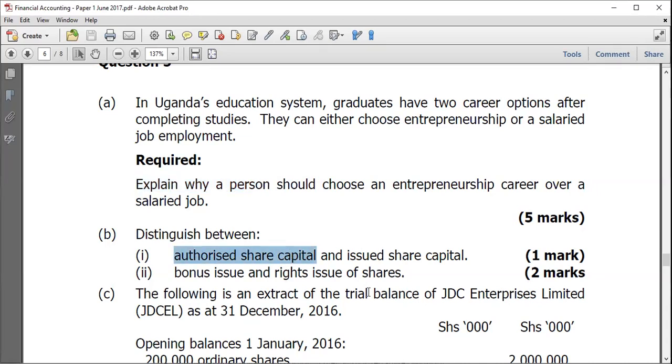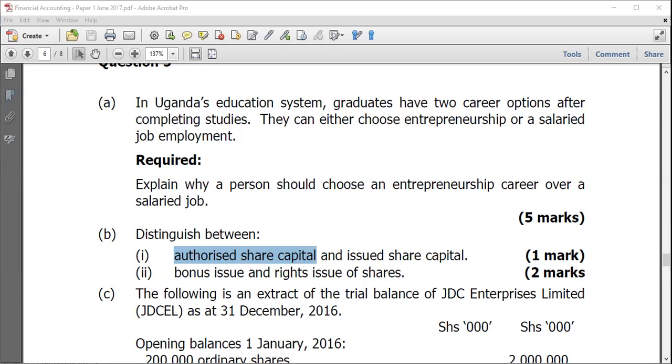authorized share capital and issued share capital. Authorized share capital and issued share capital, okay? Now, when they say authorized share capital, this basically means the number of shares that a company can issue as stated by its memorandum of association, or articles of association. Because it's authorized, it's the legally accepted maximum number of shares that a company is allowed to issue based on its corporate charter, basically, okay?